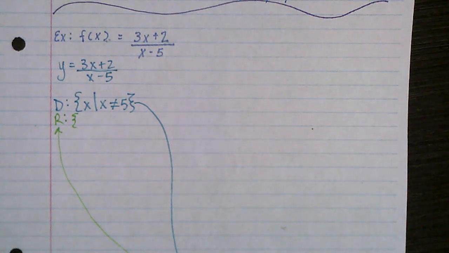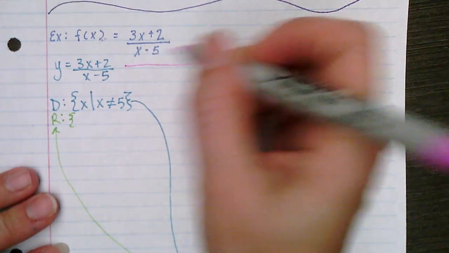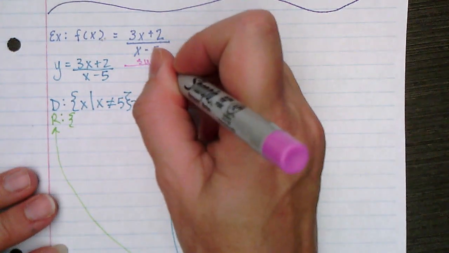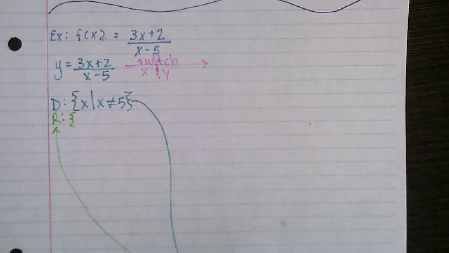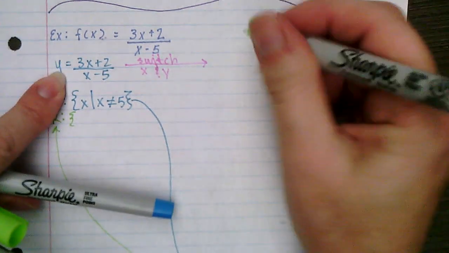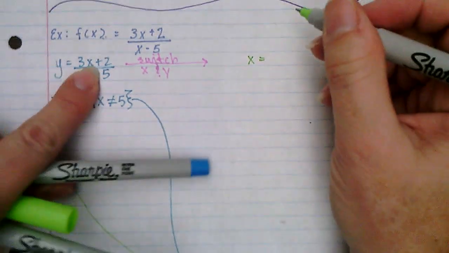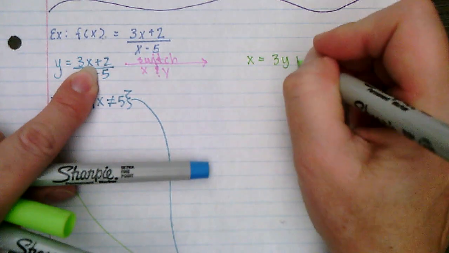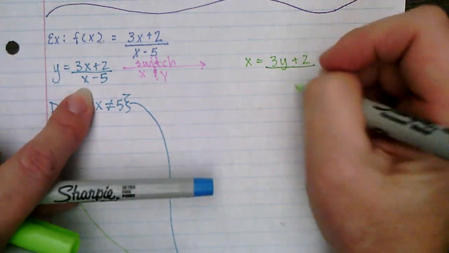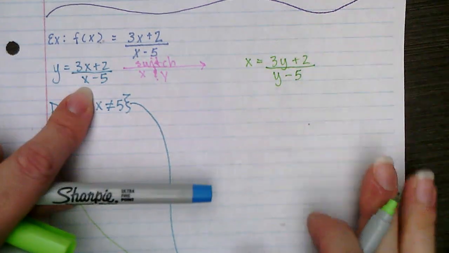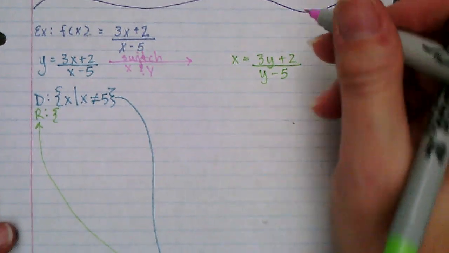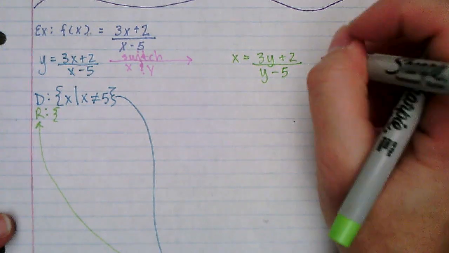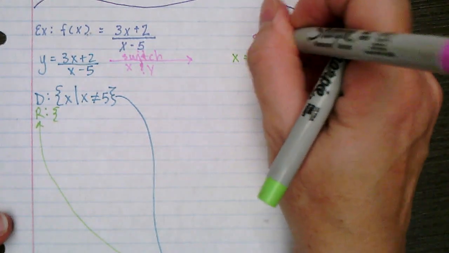Okay, so to get to my inverse, first I will switch the x's and y's. So the y becomes an x, and this x becomes a y, so does this x. Now I need to solve for y. So this one's a little bit more complicated. That's good.